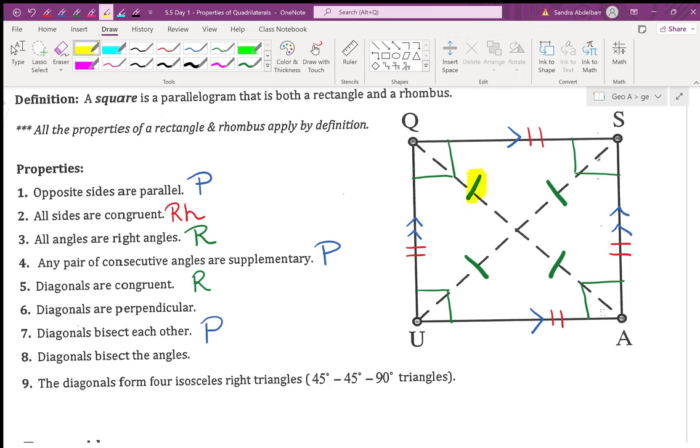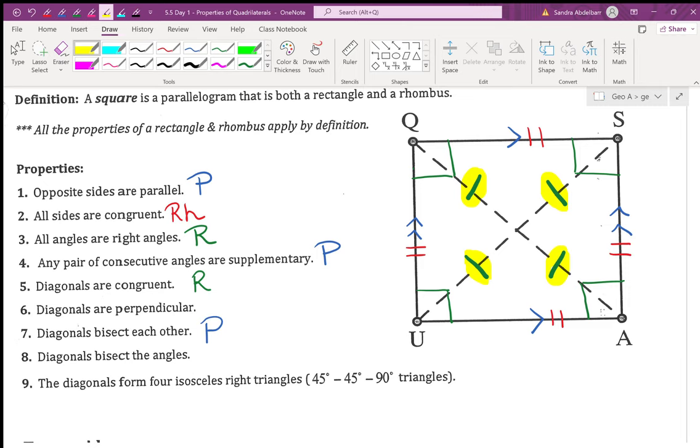Remember, I told you all 4 parts of the diagonals congruent was a telltale of a rectangle, right? The minute we saw that, we knew it would be a rectangle. Well, is a square a rectangle? Yeah, a square is a rectangle. Is a square a rhombus? Yeah, a square is a rhombus. Is a square a parallelogram? Yes, a square is all of them. It is a parallelogram. It is a rectangle. It is a rhombus, always, because it has all of their properties.